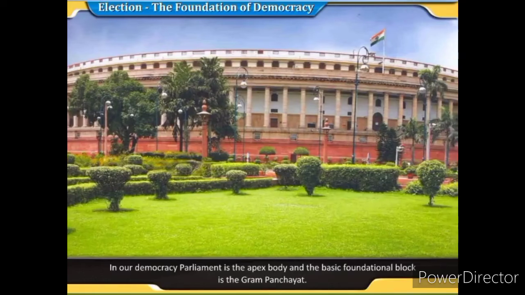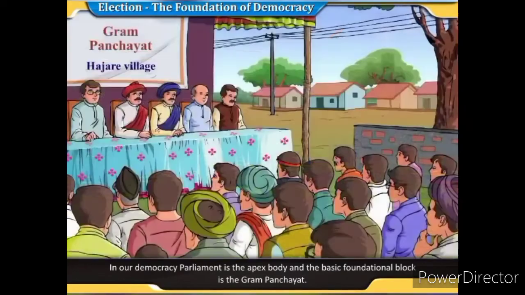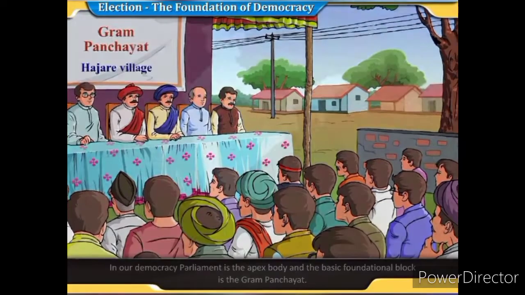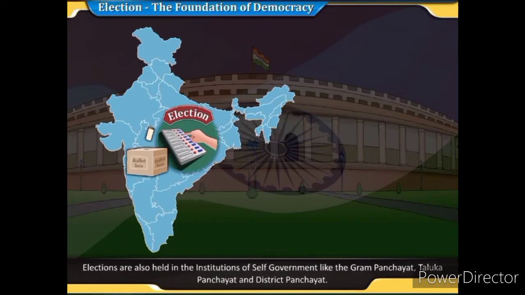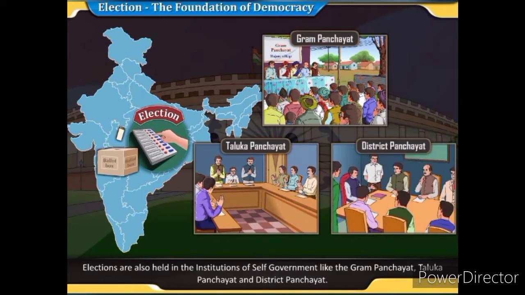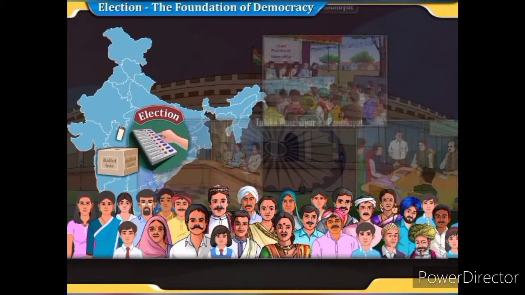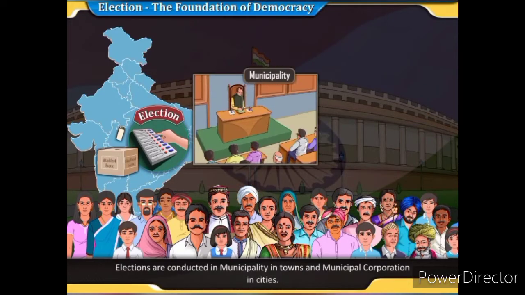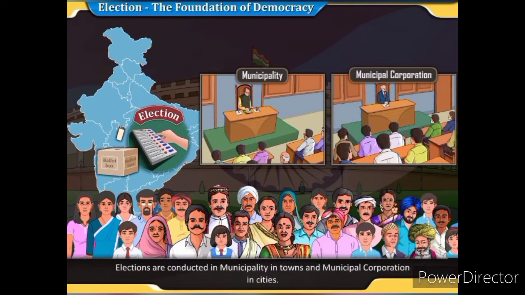In our democracy, Parliament is the apex body and the basic foundational block is the Gram Panchayat. Elections are also held in the institutions of self-government like the Gram Panchayat, Taluka Panchayat and District Panchayat. Candidates in these institutions of local self-government are chosen through elections. Elections are conducted in municipalities in towns and municipal corporations in cities.